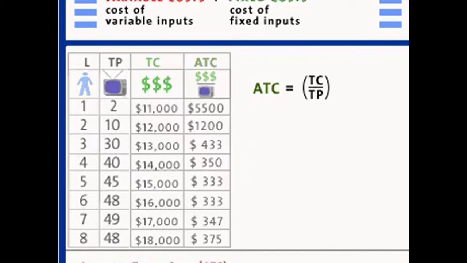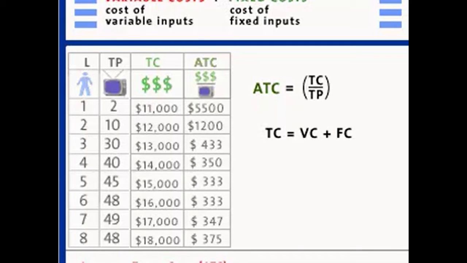Remember, total cost can be broken into 2 components, fixed cost and variable cost. If you think about it, fixed cost and variable cost can both be divided by the total number of units of output, just like we can divide the total cost by the total number of units of output. Total cost divided by the total output is equal to average total cost. But you know that the total cost is just equal to the variable cost, that is the cost of the labor that goes into production, plus the fixed costs, the costs of the fixed inputs.